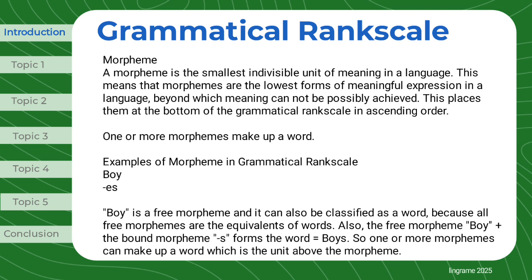One or more morphemes make up a word. Examples of morpheme in grammatical rank scale: boy, -s. Boy is a free morpheme and it can also be classified as a word, because all free morphemes are the equivalents of words. Also, the free morpheme boy plus the bound morpheme -s forms the word boys. So one or more morphemes can make up a word, which is the unit above the morpheme.